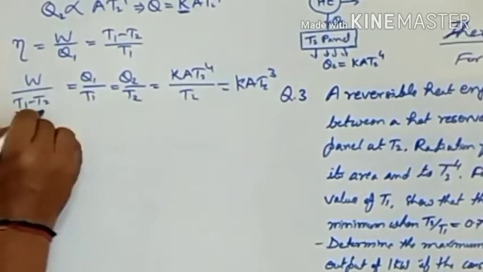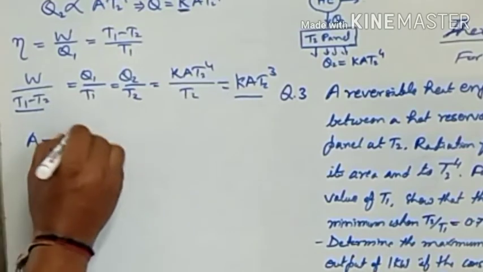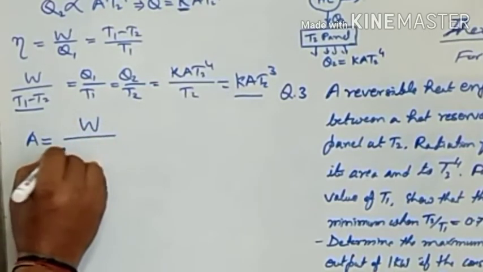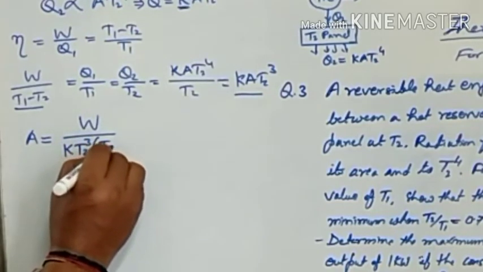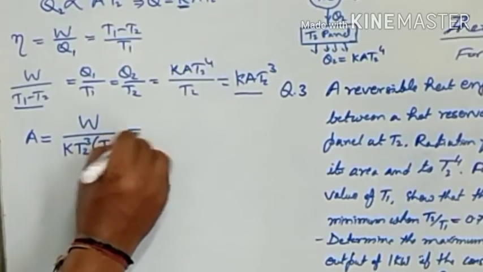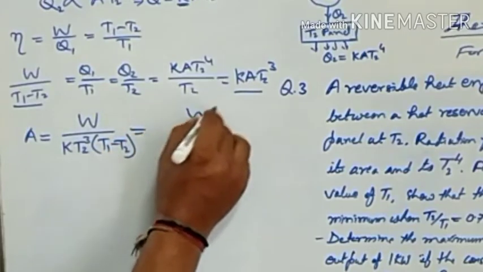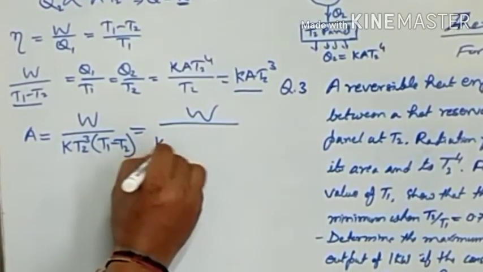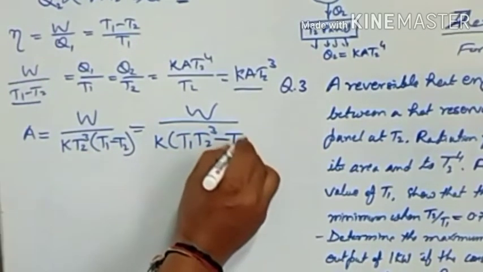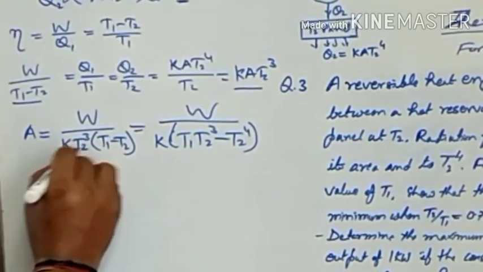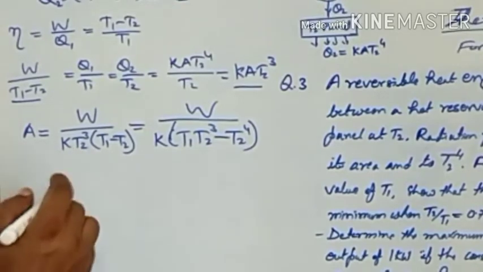So from this particular equation we can calculate the value of A, and A comes out to be W upon K T2 to the power 3 into T1 minus T2, or if we solve it further, it becomes W upon K, T1 T2 to the power 3 minus T2 to the power 4, if we take T2 to the power 3 inside.